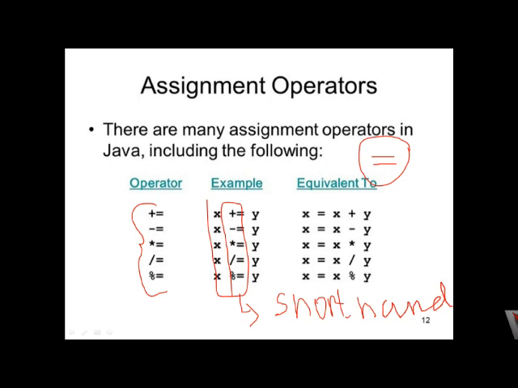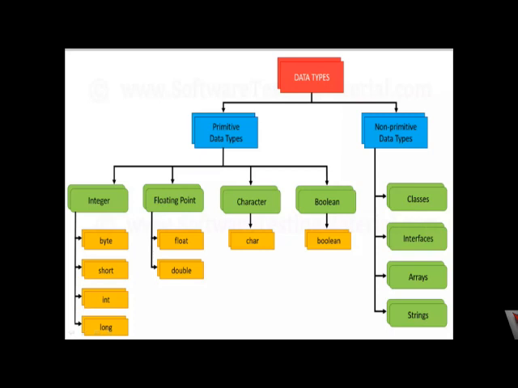Okay. Shorthand operators means what? That if I say x plus equal to y, that means my current x value will be the sum of x plus y. If I say x multiplication equal to y, it means my current x value will be changed to the multiplication value of x into y.